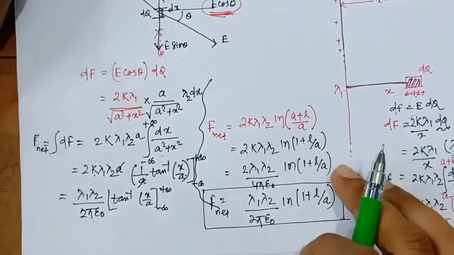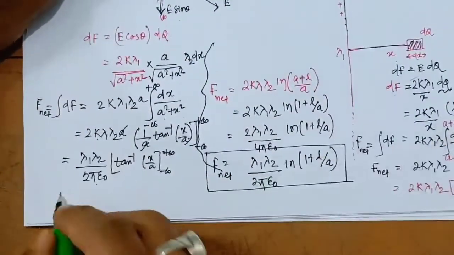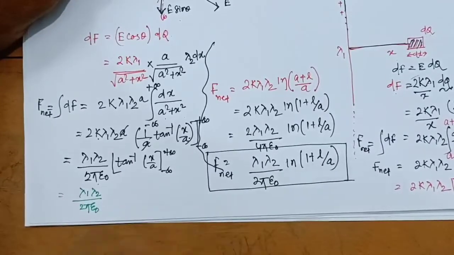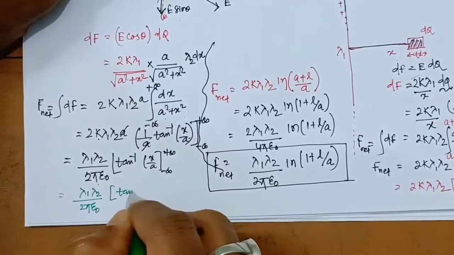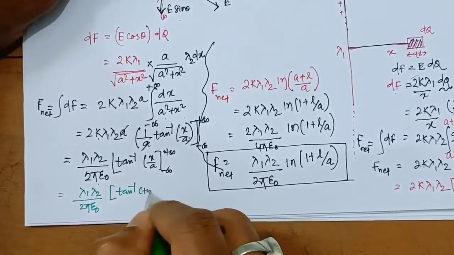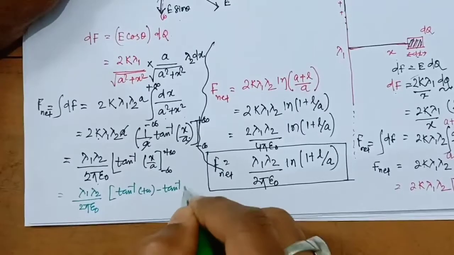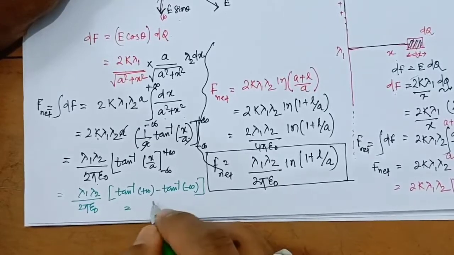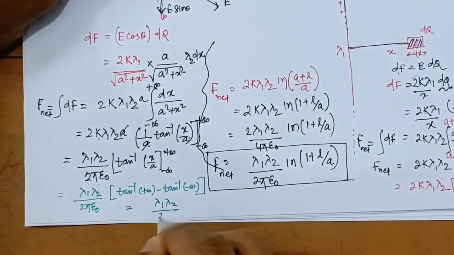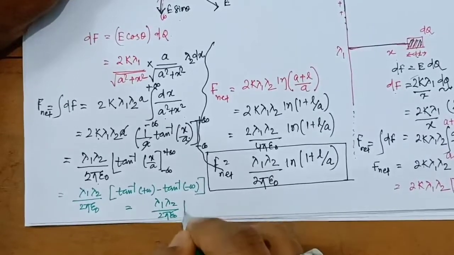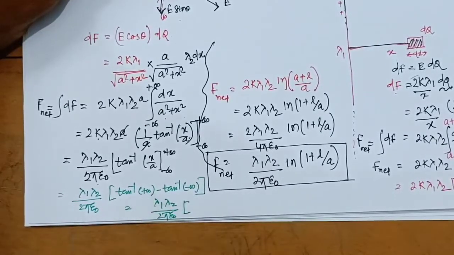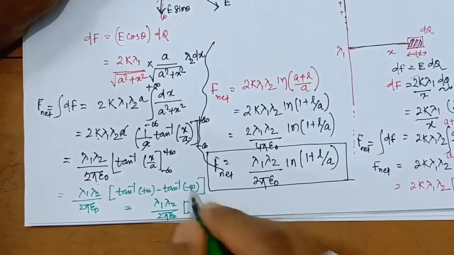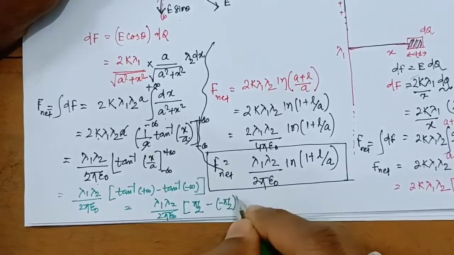I hope the scenario is clear to everyone. This is lambda 1 lambda 2 upon 2 pi epsilon naught, times tan inverse plus infinity minus tan inverse minus infinity. So what is the result coming? One must know tan inverse plus infinity gives pi by 2, minus tan inverse minus infinity gives minus of minus pi by 2.